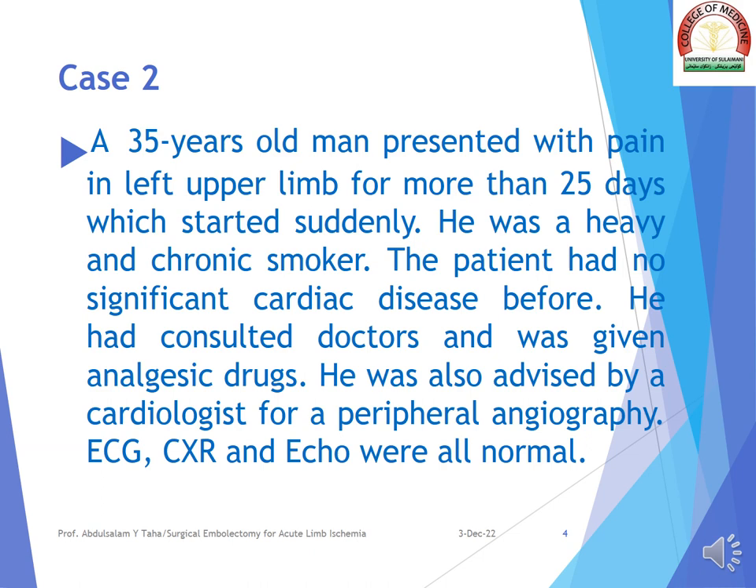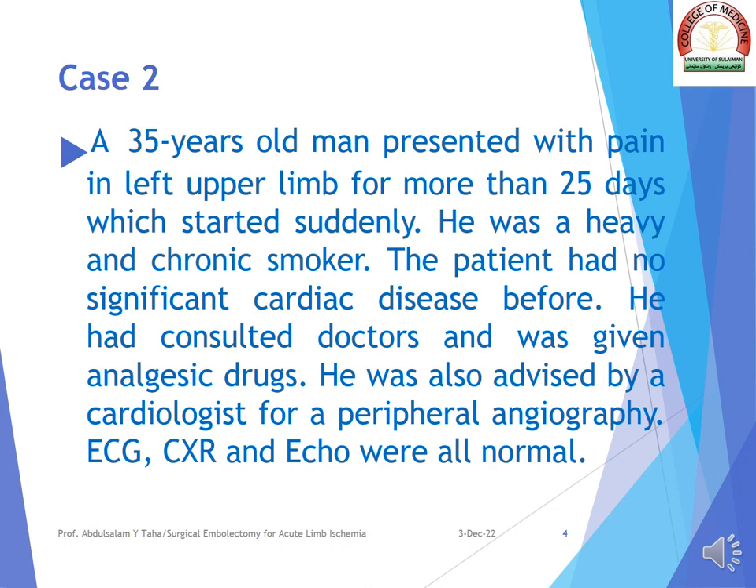The second case was a 35-year-old man presented with pain in the left upper limb for more than 25 days, which started suddenly. He was a heavy and chronic smoker. The patient had no significant cardiac disease before. He had consulted doctors and was given analgesic drugs. He was also advised by a cardiologist for a peripheral angiography. ECG, chest X-ray, and echo were all normal.